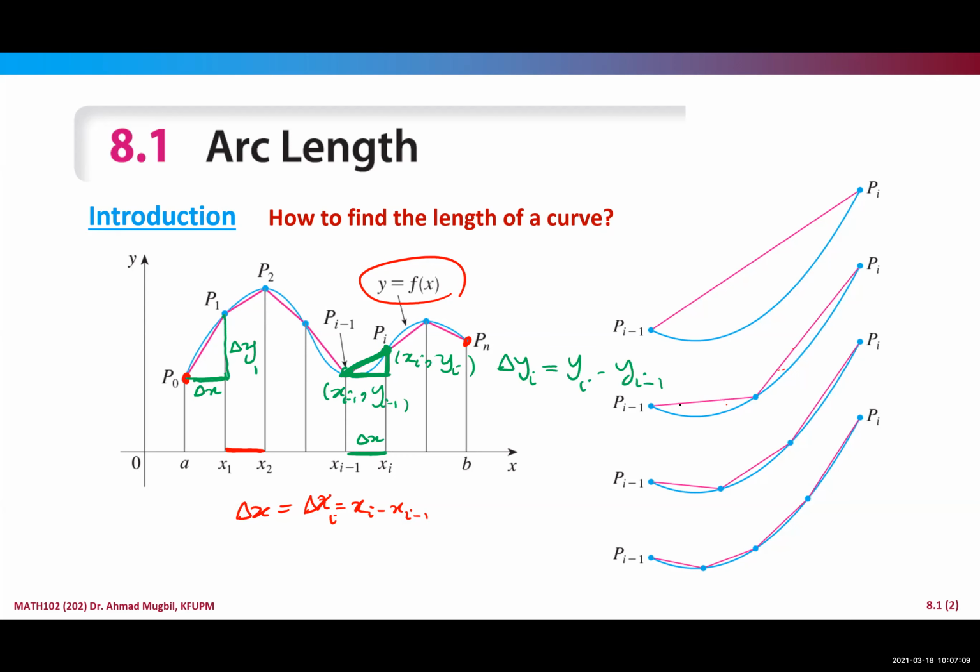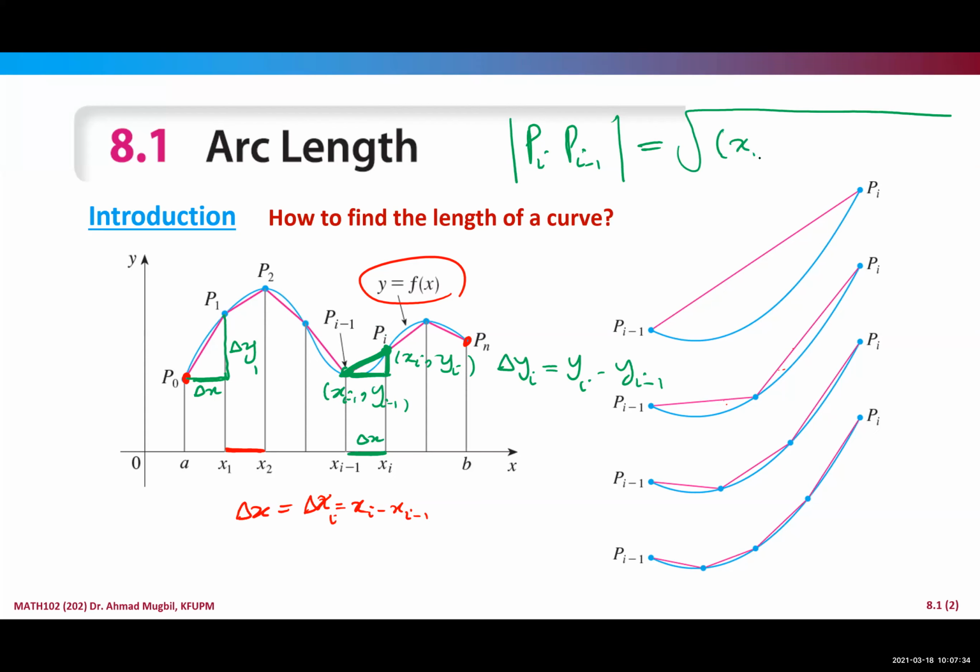Now, if you want to find the distance between the point bi and bi minus 1, usually we denote the distance between them like the absolute value of this, like this. So what is the distance between them? How to find the distance between the point bi and the point bi minus 1? We will use what? The distance formula.